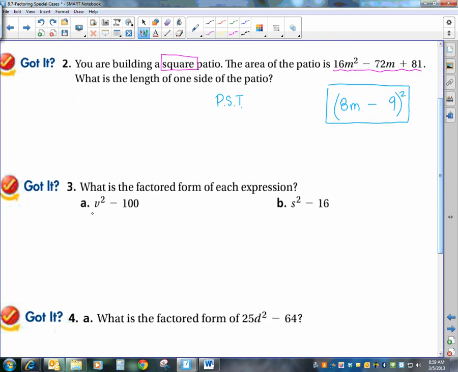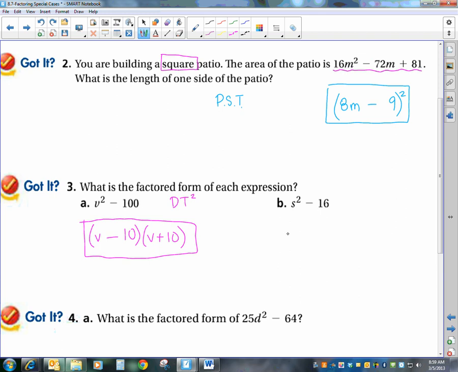Okay? I have two terms. So since I have two terms, it can't be a perfect square trinomial. So we hope that it is the difference of two perfect squares. Okay? Two squares. So v squared minus 100. Square root of v squared is v. Square root of 100 is 10. And this time we have to write two factors. They will look exactly the same, except one is positive and one is negative.